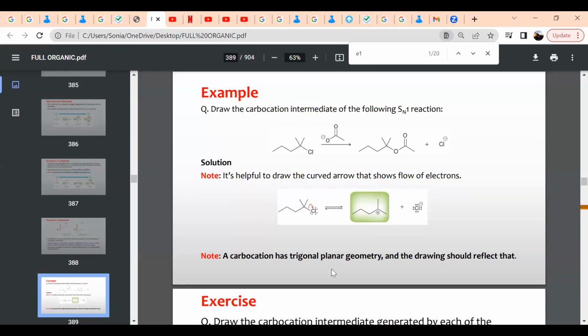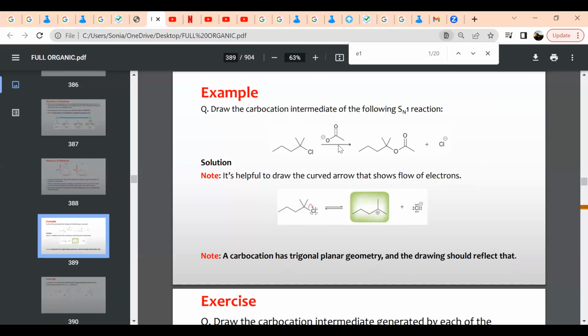Just to note, a carbocation has trigonal planar geometry. Then what would happen is, once this group has left and we have this carbocation, our nucleophile will now attack right here, like you can picture that arrow to here, and then you'll have formation of this final compound, because now this attacks the compound with the carbocation, and you have your final product.